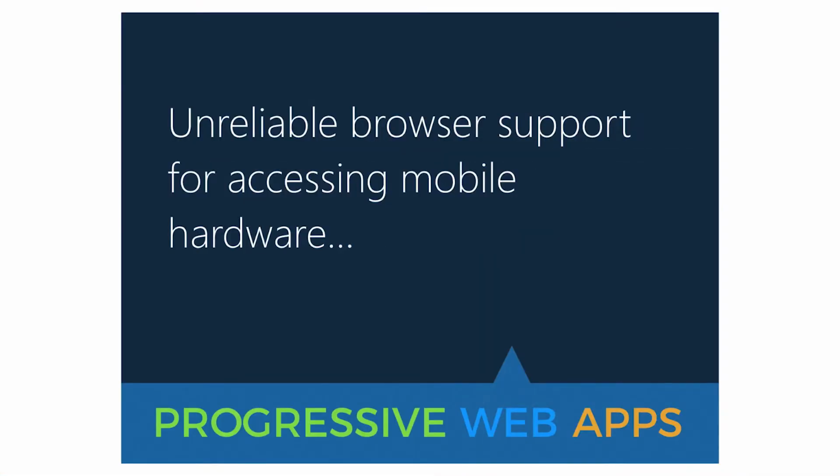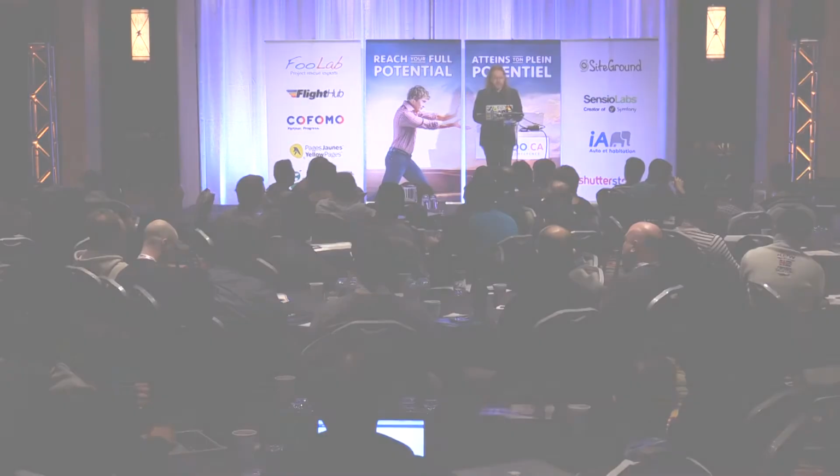Unreliable browser support for accessing mobile hardware was a really big issue. At the beginning, it was only iOS stuff, it was only Safari. Then Firefox, with Firefox OS, wrote a lot of specifications, did a lot of testing, and we got more and more access to the hardware. But at the beginning, we just could not compete because it was impossible to take a picture from a browser, for example. And of course, the biggest problem was that it doesn't work offline.